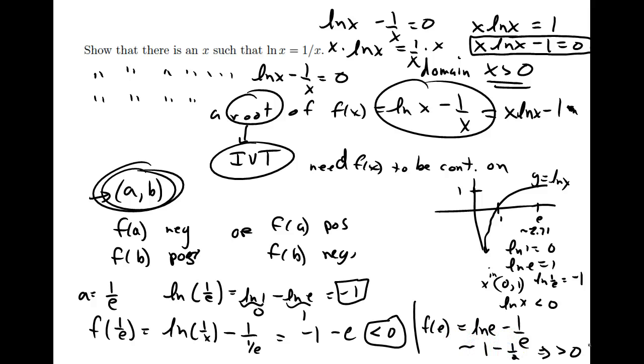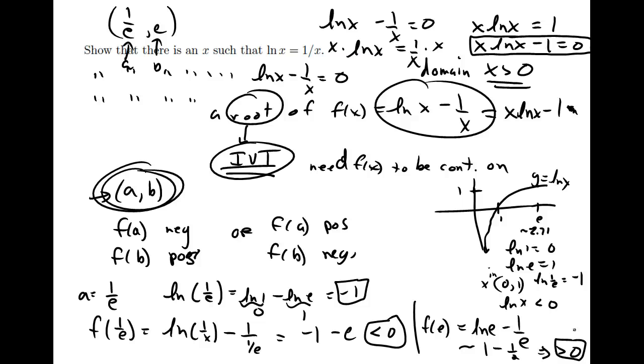Okay, we have it. We have it negative at 1 over e. We have it positive at e. This is our a and our b. By the intermediate value theorem, we are sure that somewhere, I don't know where, he knows where, it's very good, it's equal to 0 somewhere in there. That's what he wanted you to do.